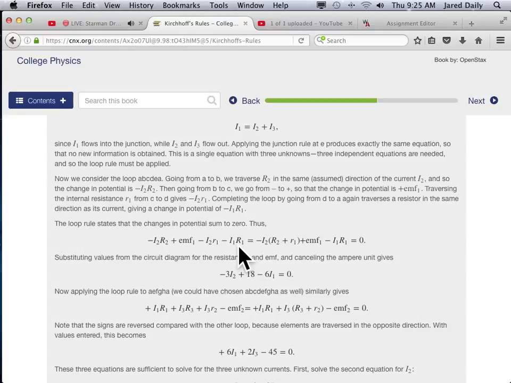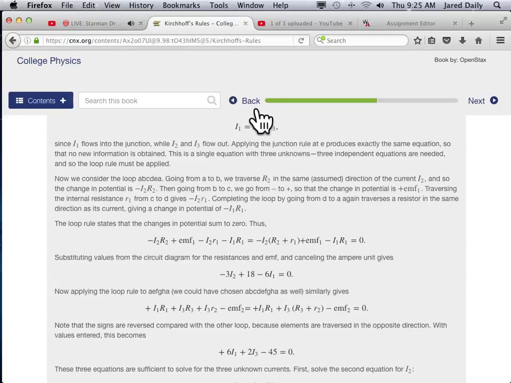They go ahead and do some simplification here. Since we have two things that have current 2 in them, they combine those two things as one thing and then add the EMF and subtract off the I1R1 at the end. So they've created a simpler equation. That's fine. But that's in another equation that we've got.